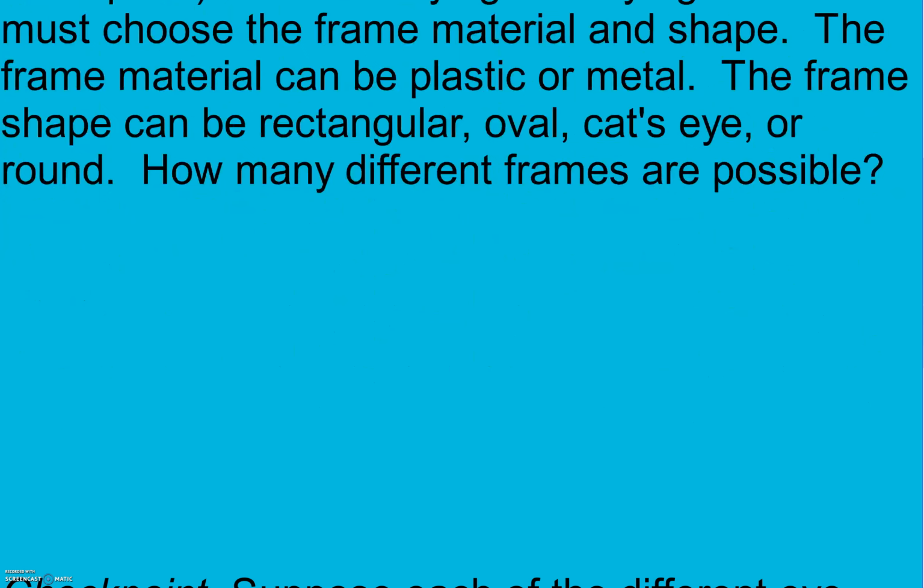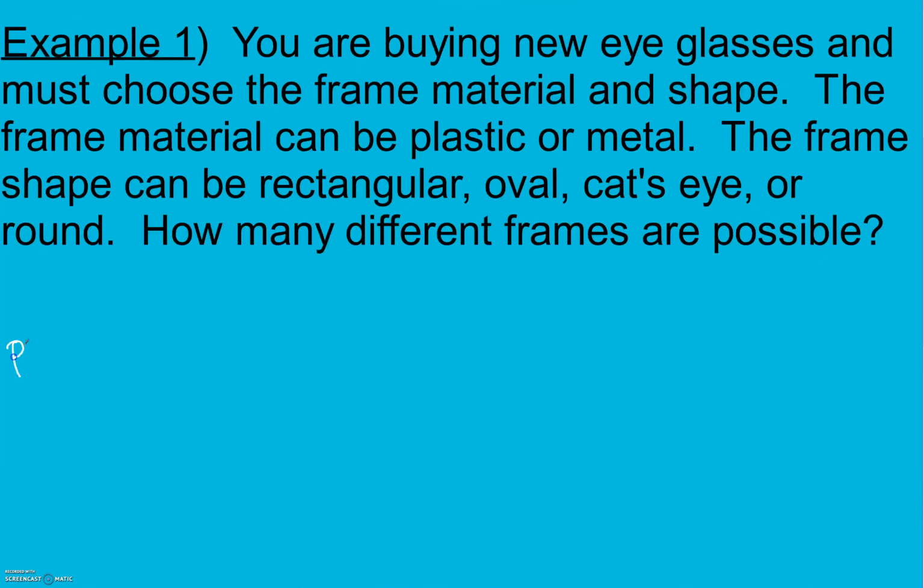So when we look here, our frame material options are plastic and metal. And we're going to make branches here, kind of like when we made factor trees, but sideways instead of down. So starting with plastic, we can have any of these 4 shapes. We could have rectangular, we could have oval, we could have cat's eye, or we could have round.